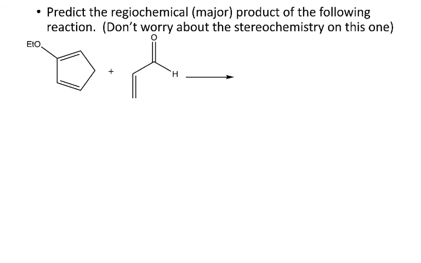Okay, so this is a similar problem to the one we had last time. I have an asymmetric diene, an asymmetric dienophile, and so I need to figure out what the regiochemistry is. And again, because we're worried about the regiochemistry, I said don't worry about the stereochemistry on this one. So I need to draw the resonance structures. For the diene, again, I have an allylic lone pair. In this case, I can get to the resonance structure of interest in just one step.